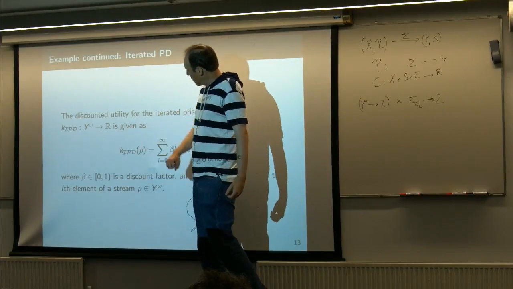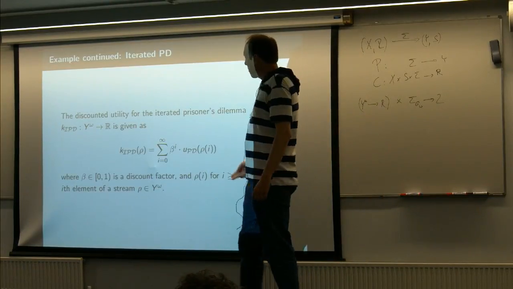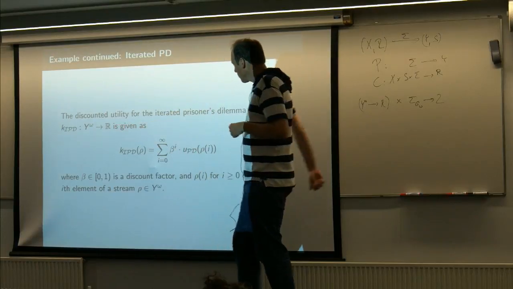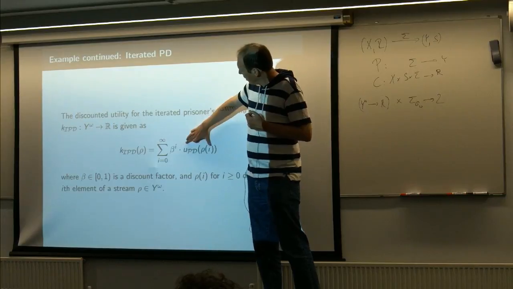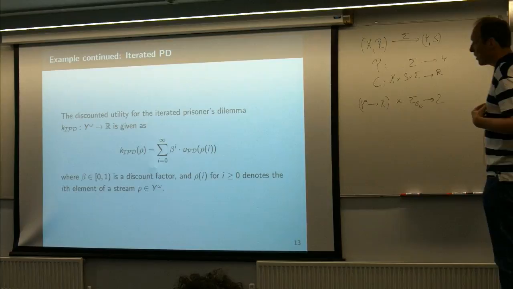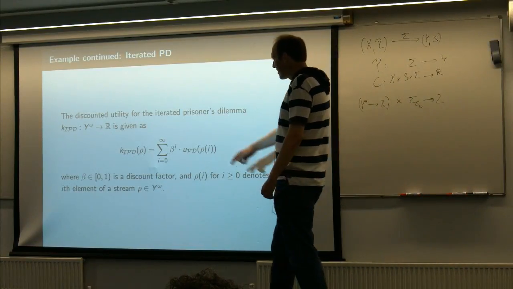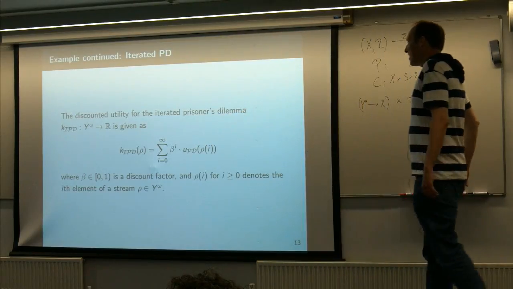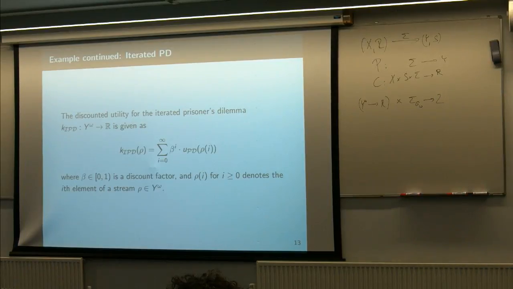Okay, this is just a basic fact. For the iterated prisoner's dilemma, one way of getting a payoff for an infinite sequence of moves is just by taking the utility function for each round and discounting it with some beta. The beta should be smaller than 1, in any case to make this sum convergent. And this is a very standard way of doing payoffs.